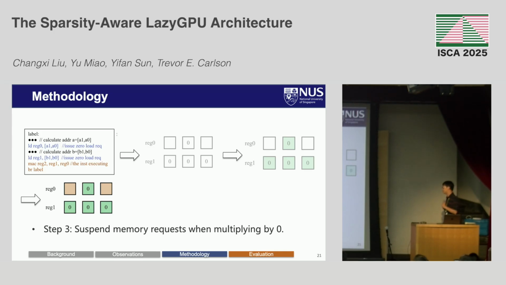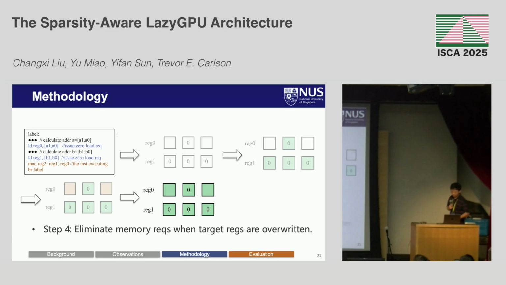However, here you should know that it's different from fetching 0, because you don't know whether this value may be required by the following instructions. For example, maybe after MAC, it will be used by an add or something else. So the value might be used. Here we're just suspending the memory request. And when the target register is overwritten, the hardware can be sure that this value won't be used ever again. Then we eliminate it. So this is the whole workflow of our methodology.